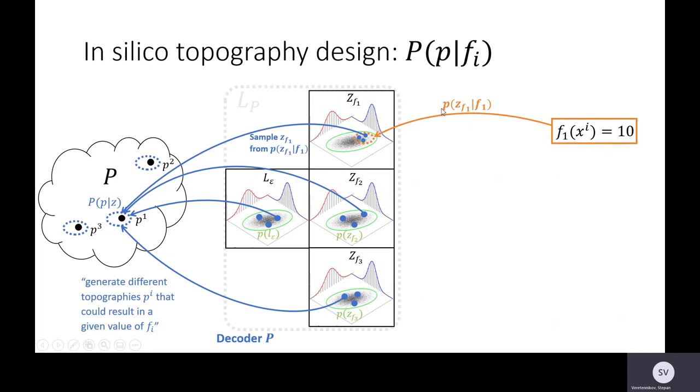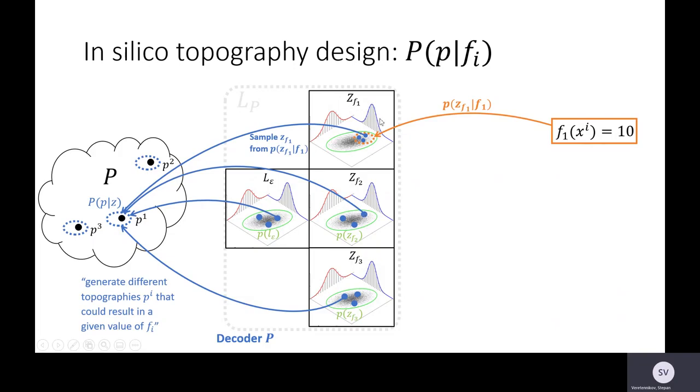The model is able to generate a distribution of ZF1 given F1 equals 10. So this can correspond to such a region in the space ZF1, and we now only would like to sample from this region to generate different topographies. But other subspaces, in this case, we're not interested in them. We just sample from the prior distribution, from the distribution ZF2, distribution ZF3, from the full distribution.